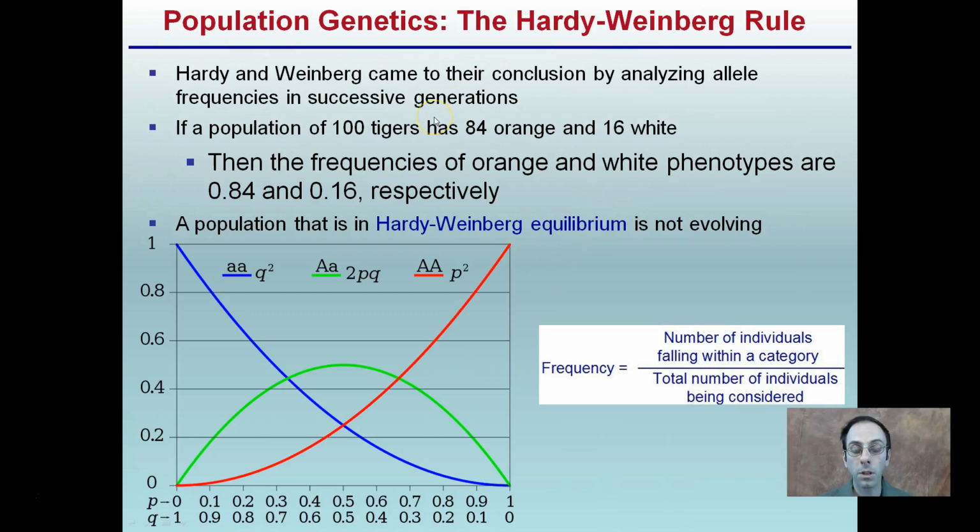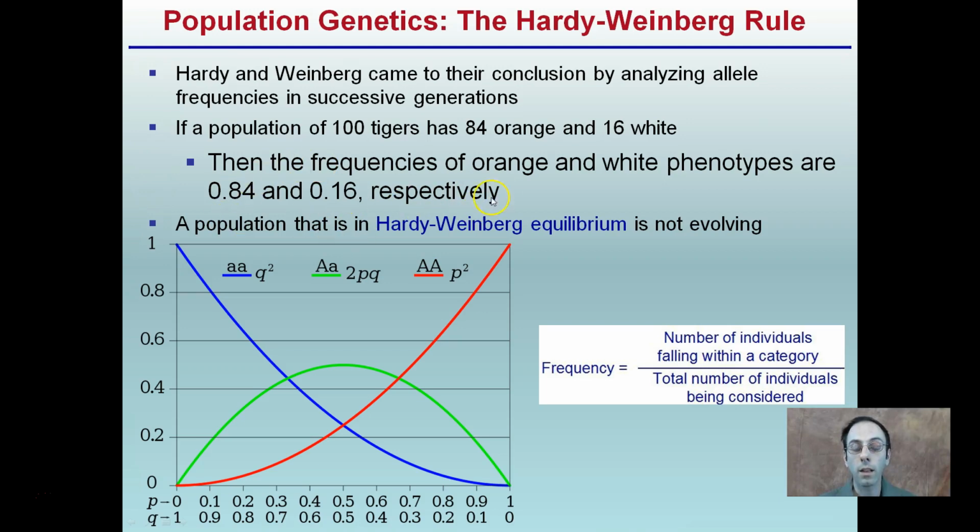So here's getting to a little bit of an example. We have a population of 100 tigers, to make it easy, and it's 84 orange and 16 white. So 84 out of 100 is really easy, it's 84%, and 16 out of 100 is 16%. However, because we're going to work with these in a math equation, we need to convert those to decimals, so we simply divide by 100. 84% is 0.84, 16% is 0.16.